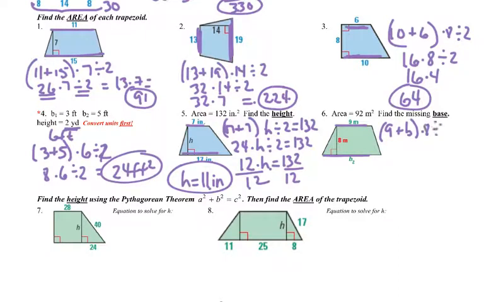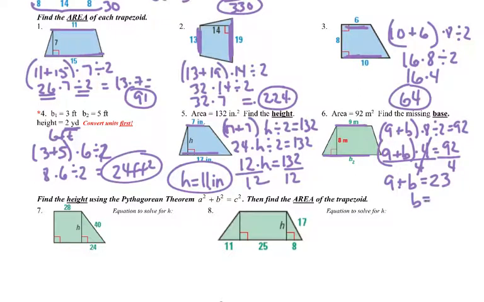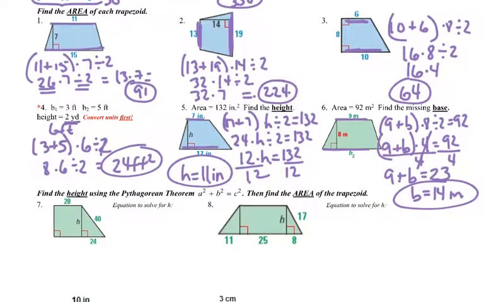Times 8 divided by 2 equals 92. 9 plus b times 4 equals 92. And I could distribute the 4, but I'm going to divide both sides by 4. This is going to be 23. So then b is equal to, if I subtract 9 from both sides, 14 meters. These are what we call kind of plug and chug problems.